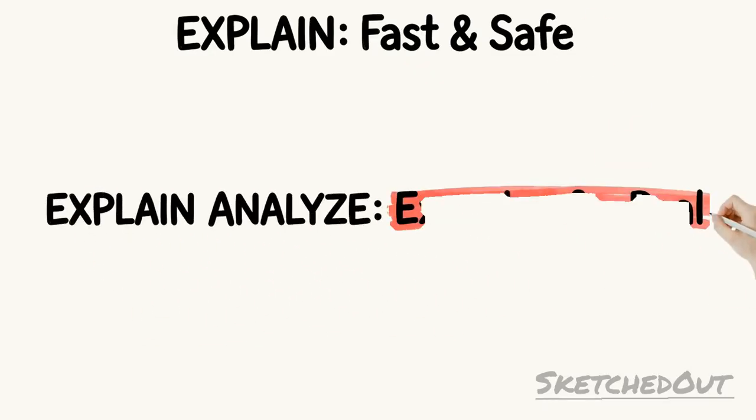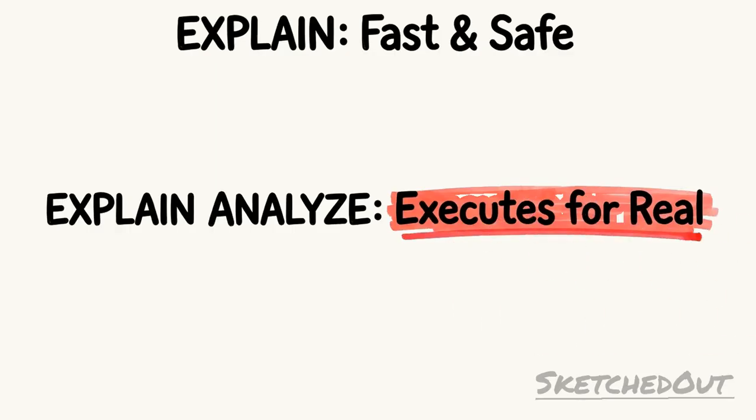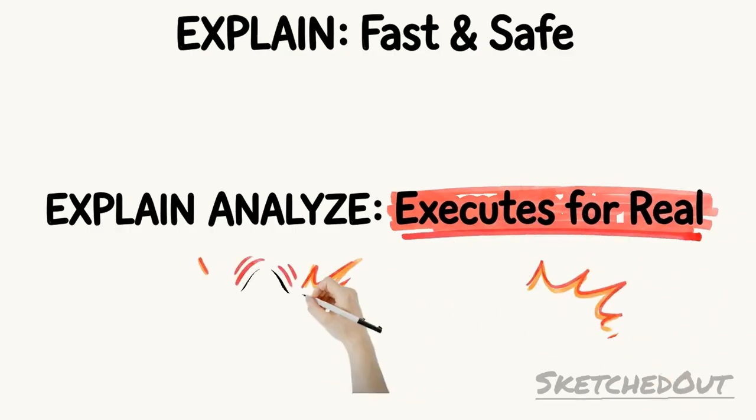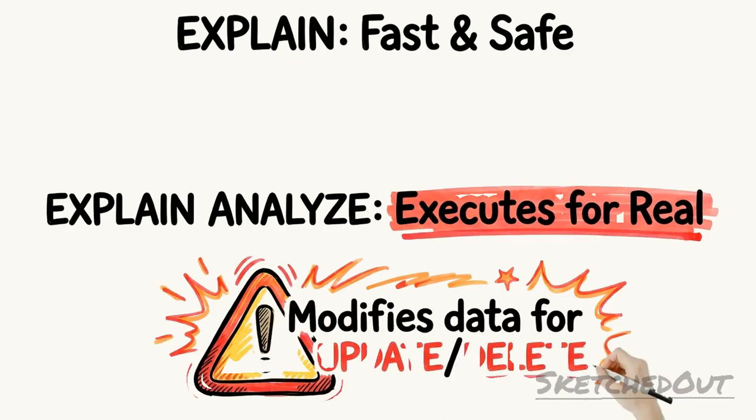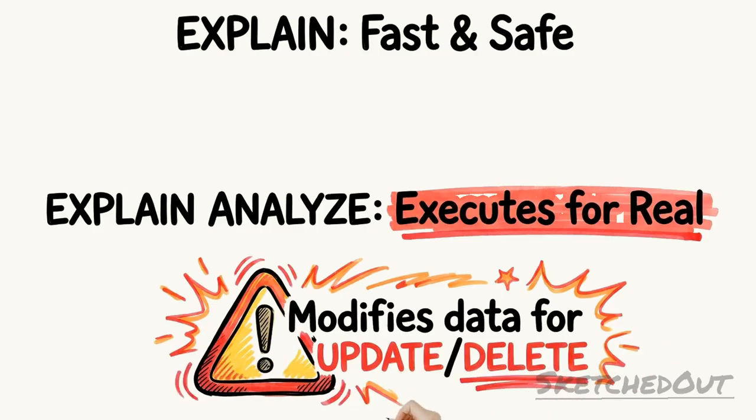Explain is fast and safe. Explain analyze executes for real, which means it takes as long as the query does, and, worth knowing, for an update or delete, it will actually modify data. Most of the time you want explain analyze on a select. In a transaction, you'll roll back if you're paranoid.